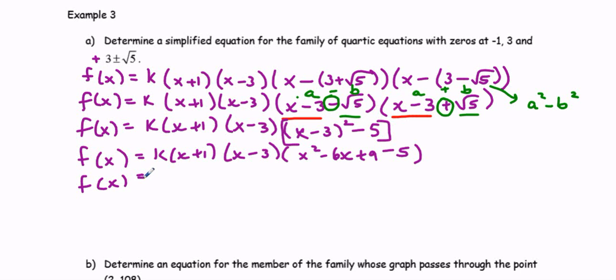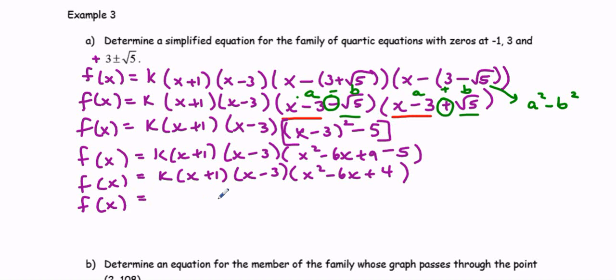F of x is equal to k times x plus 1. Again, we haven't done anything yet. And then this one is x squared minus 6x plus 4. All right. We're not going to expand this out. We're going to leave it in this form. Let me just think. Simplified equation. No, we are going to have to expand this out, unfortunately. Sorry, because it says simplified.